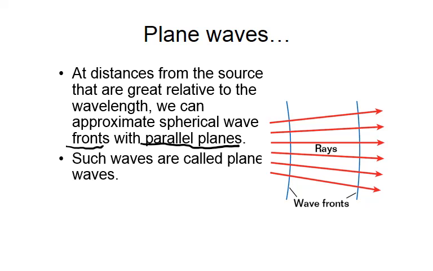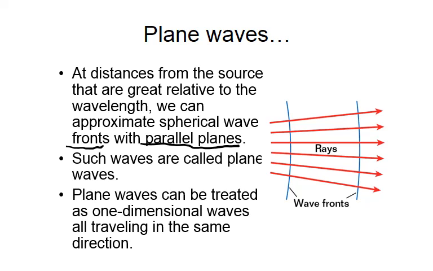They hit the source sequentially there, and we can treat them as one-dimensional waves as they reach there. So essentially, they're still curvy a little bit, but by the time that sphere gets huge, they're pretty much almost straight lines.